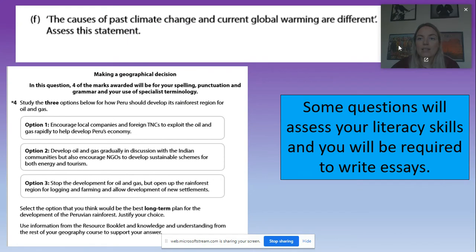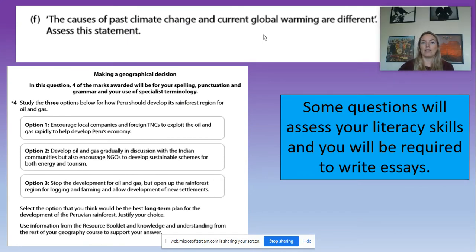The final element of the exam that I want to show you is the literacy part of it. Literacy is incredibly important for geography, and you will get marks for your spelling, punctuation and grammar. At the end of every topic, you get an 8-mark essay question.